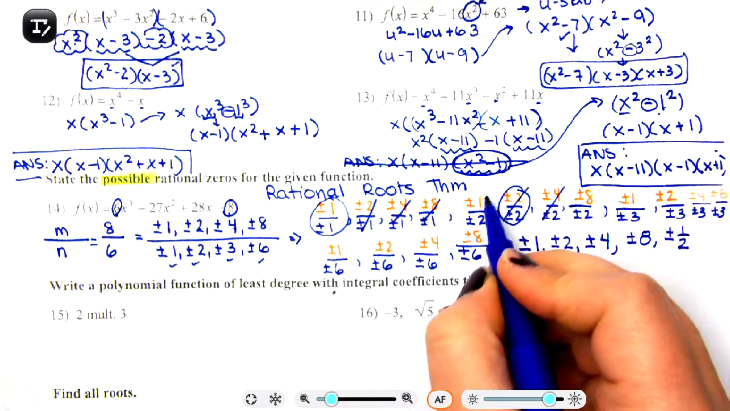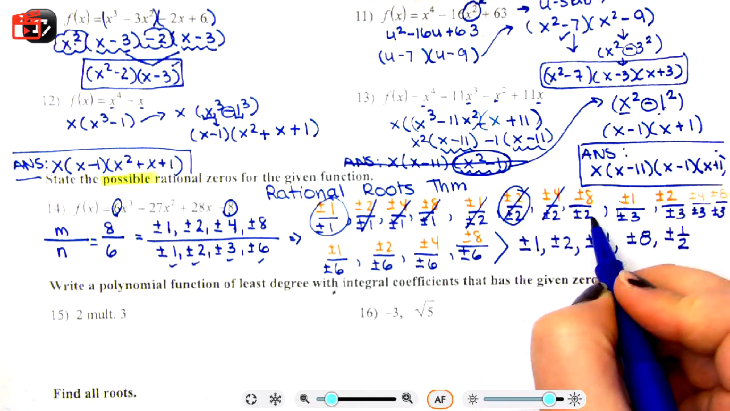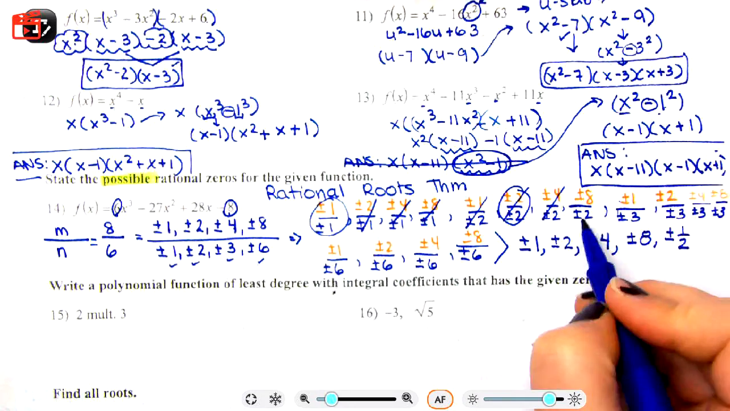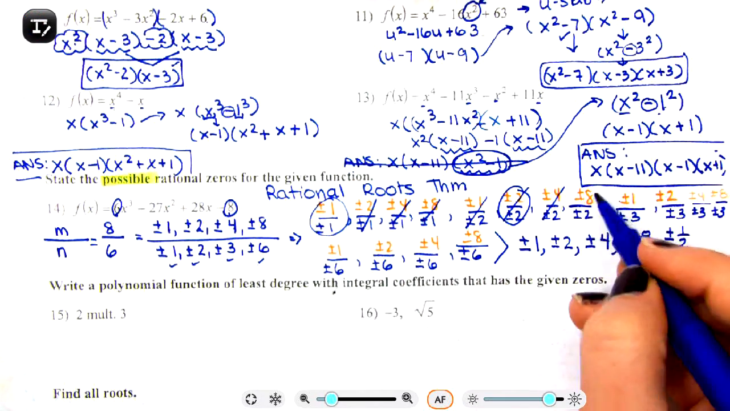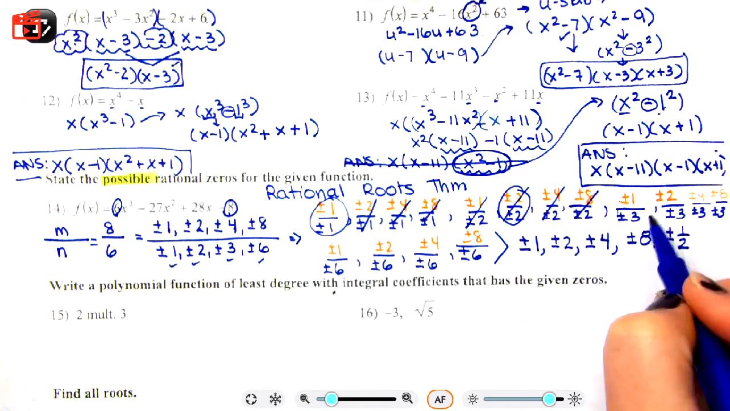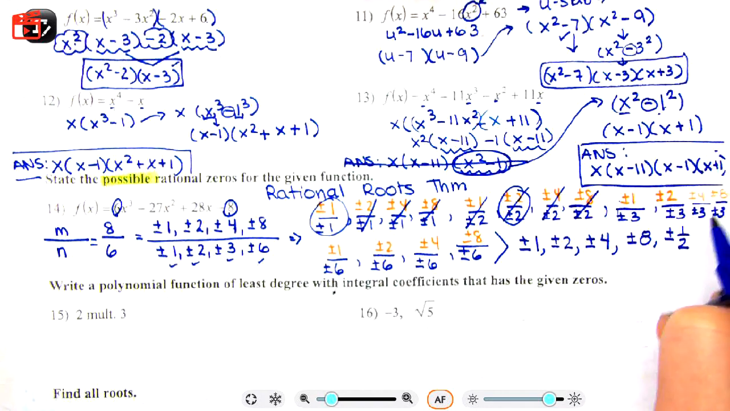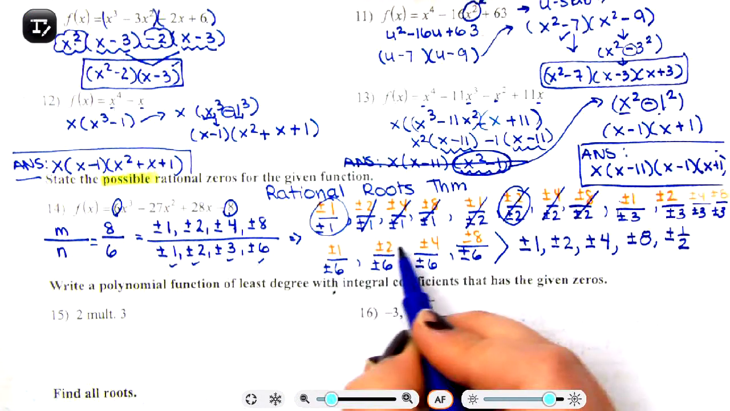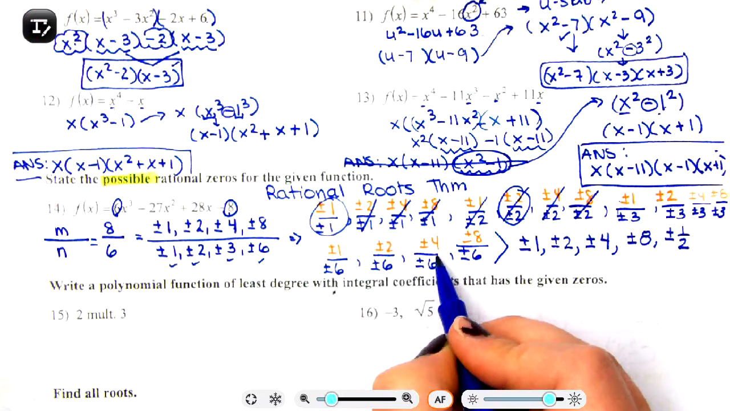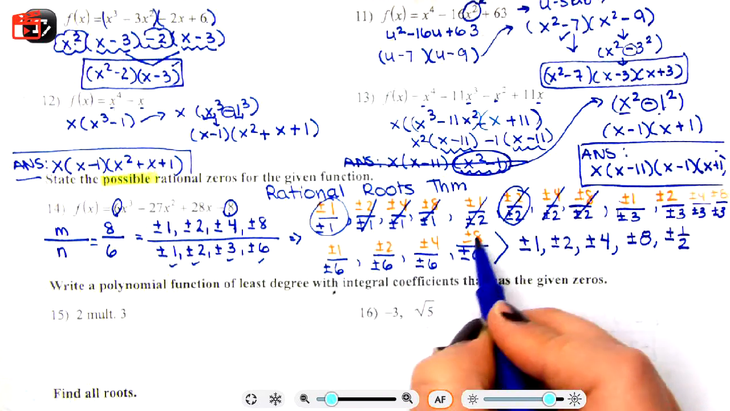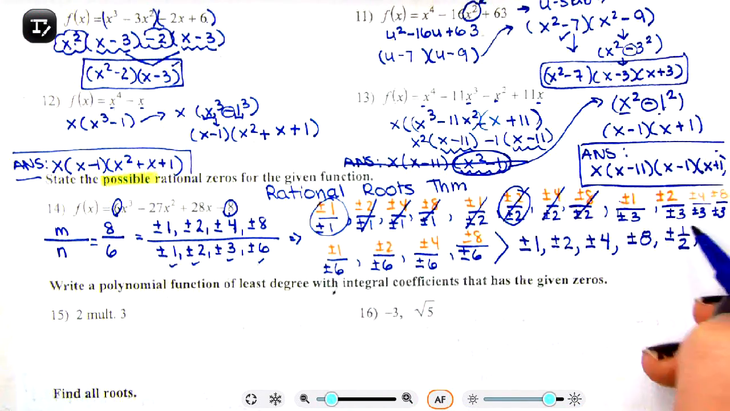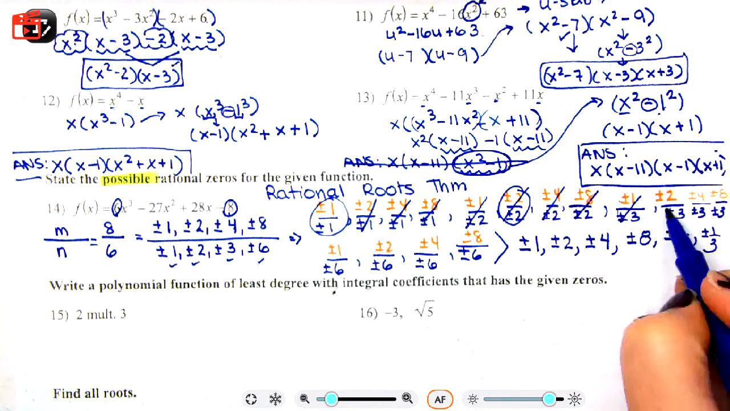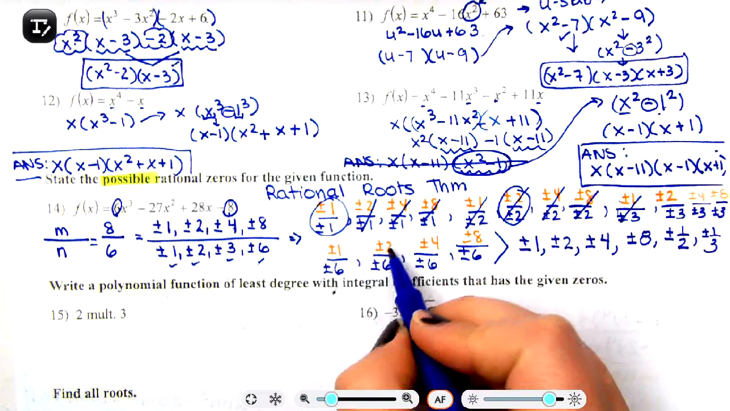Do I have any other ones that simplify to 1/2? Oh, I did have one: 8 divided by 2 is 4, so I already have a 4. So I'm looking for 1/2. Oh, I see another 1/2. So then we have 1/3.